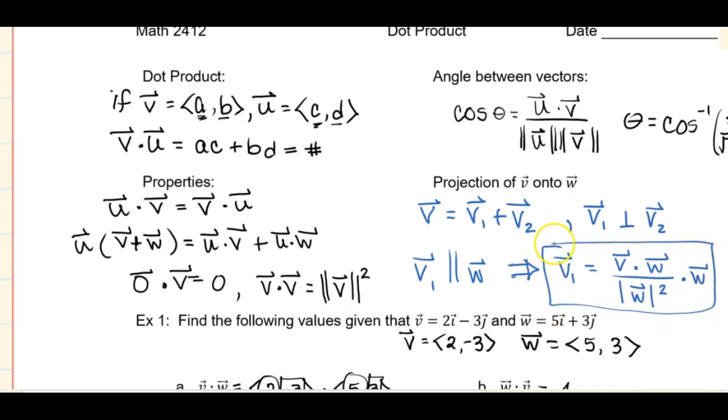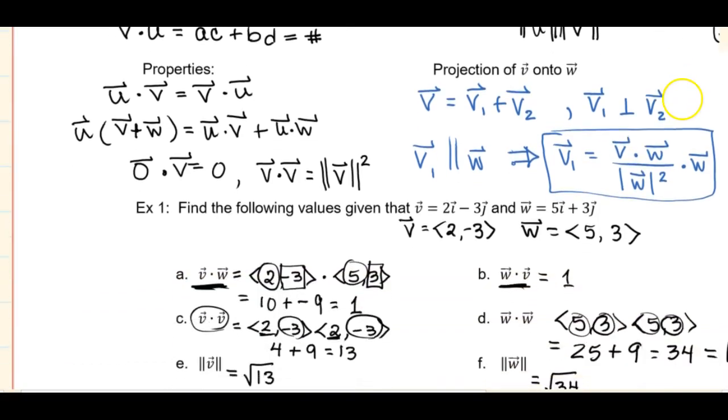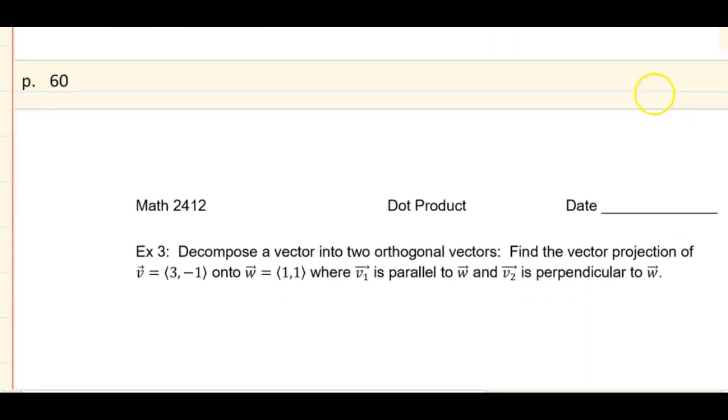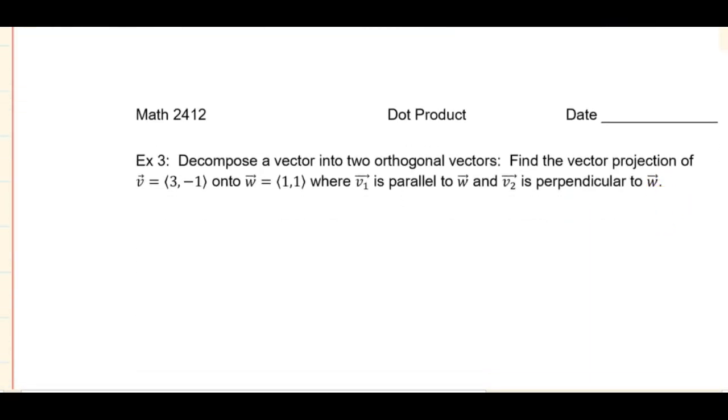So we've already written it down on the previous page in our notebook as things to know, but this will be given. But we also need to use this formula down here on our second page. So I'm going to rewrite our formula that says if you're looking for V1 and V1 is parallel to W, then V1 is going to be V dot W over the magnitude of W squared, times W. So let's see how that works.